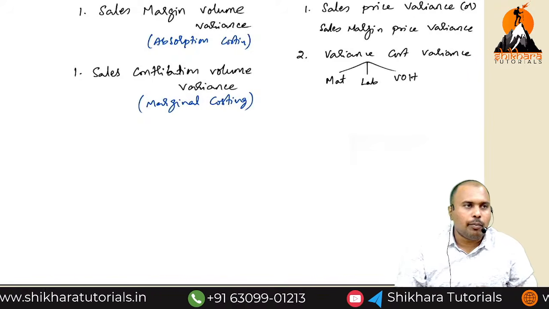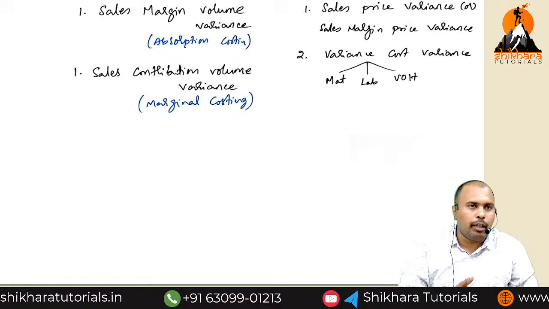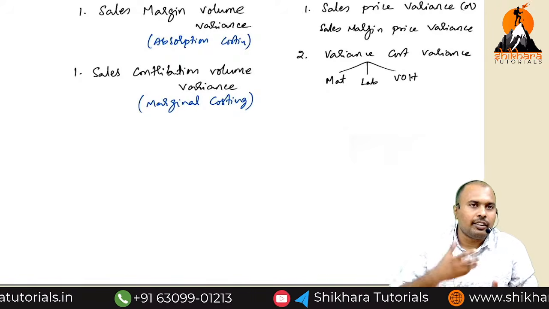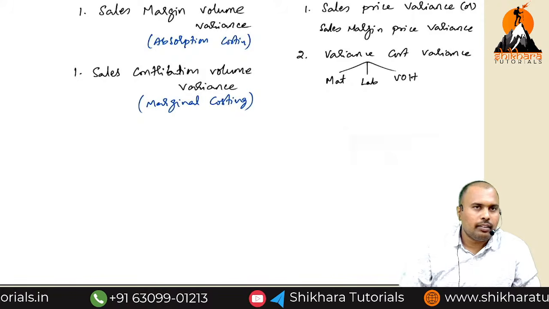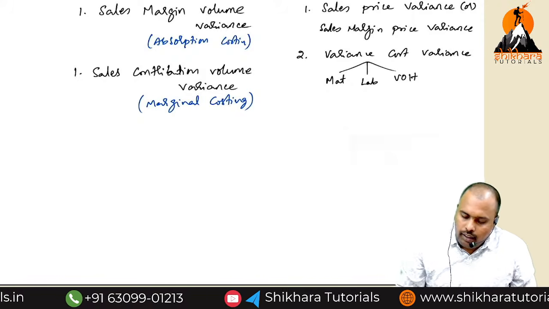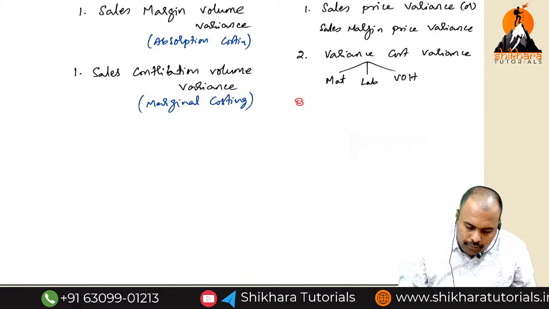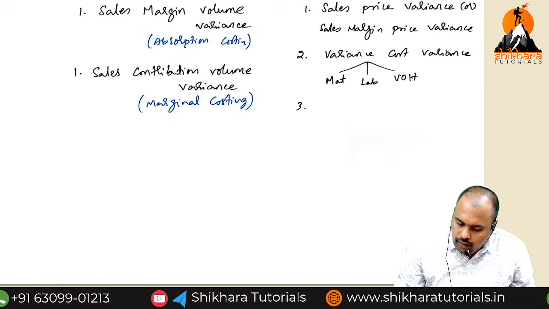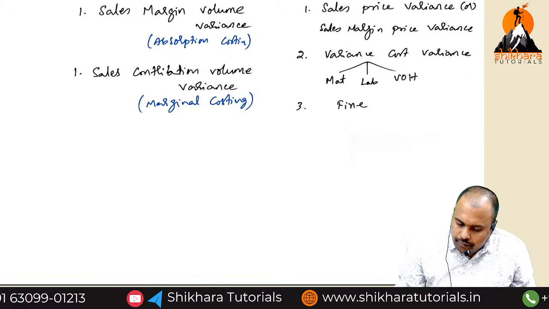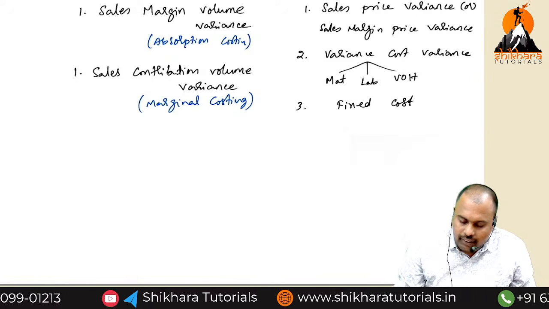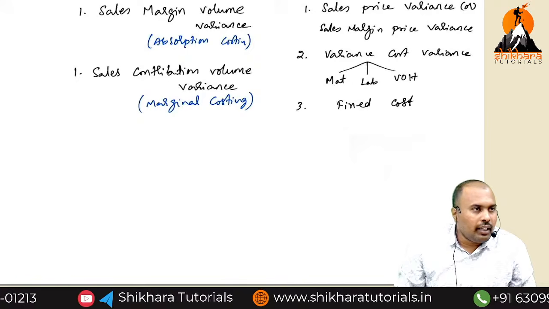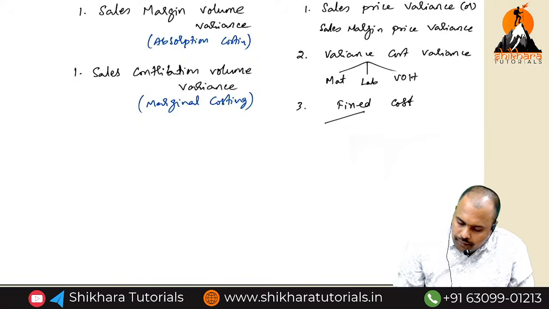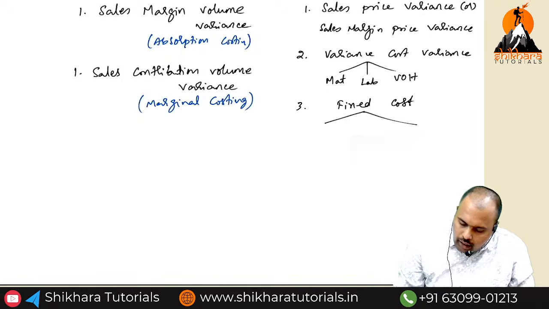Clear? In the exam also, whenever they ask you for a reconciliation statement, based on the information available to us, do as much segregation as you can. Clear? Okay. And the third one is fixed cost. Third one is fixed cost. But here, fixed cost under absorption costing.